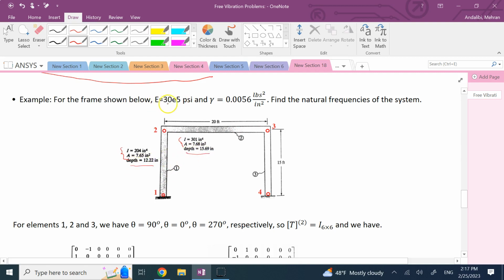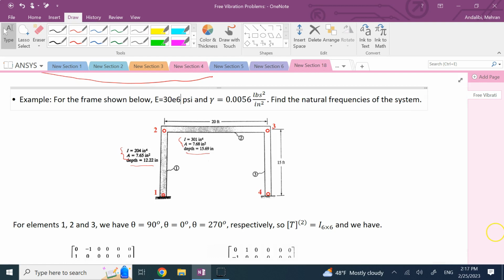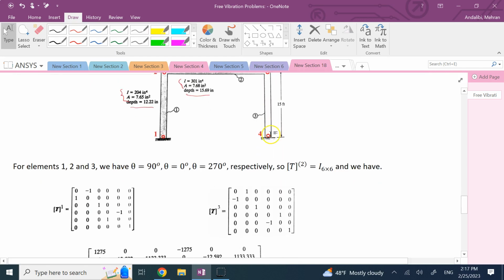The E is 3E6 PSI, I assume this should be 3E6, not 5. And gamma, for this material, is 0.0056 pound second squared over inch squared, or is pound mass per inch if you want. Okay, and you want to find the natural frequencies of the system.